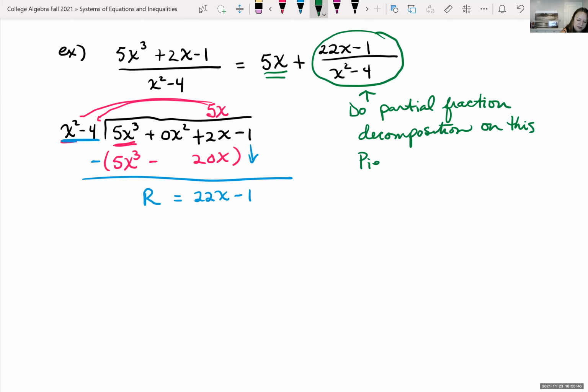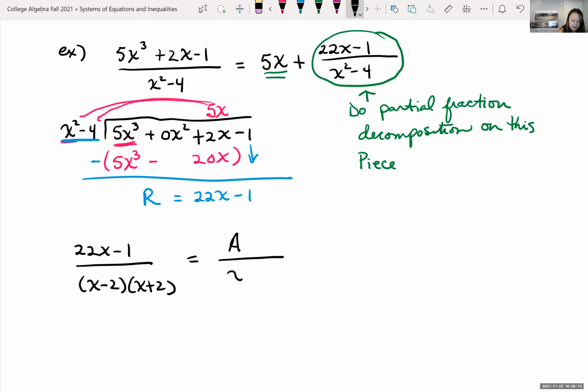I'm going to rewrite that one piece with factoring the denominator. X squared minus 4 is not an irreducible quadratic. It is reducible over the reals. So there's 22x minus 1 all over x squared minus 4, a difference of squares, which could be rewritten as x minus 2 times x plus 2. So this is equal to A over one of the factors, x minus 2, plus B all over the other factor, x plus 2. It really doesn't matter which one; I could have put A over x plus 2 and B over x minus 2. In the end, we would get the same result.